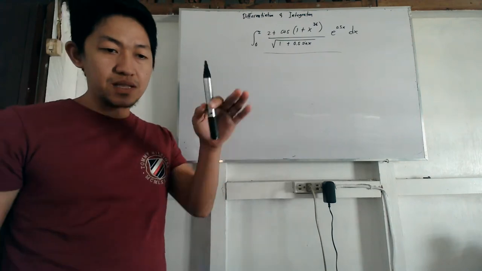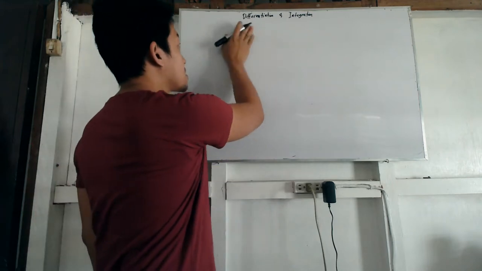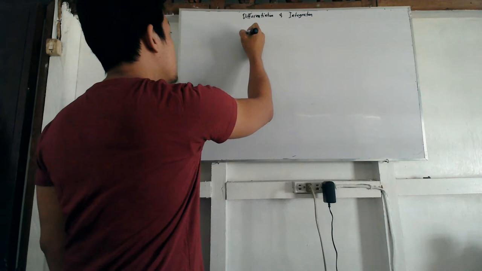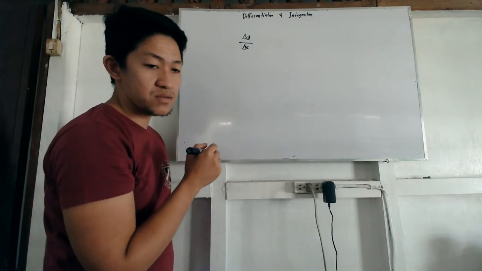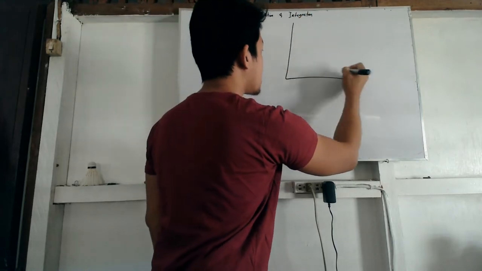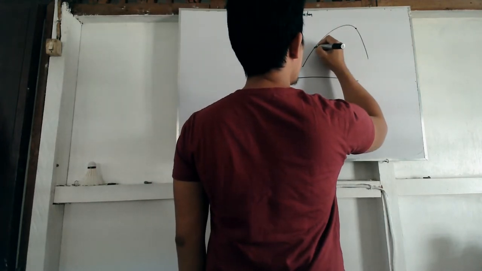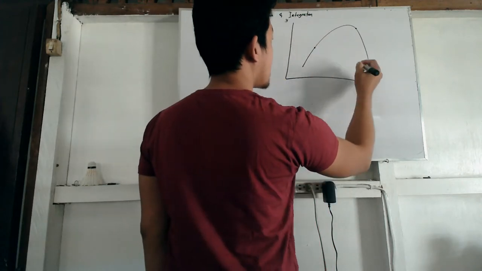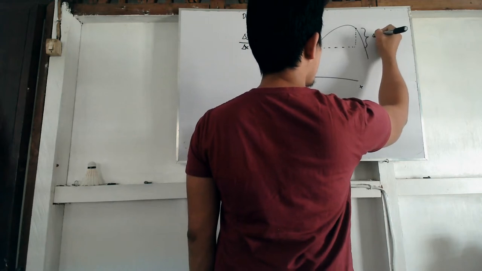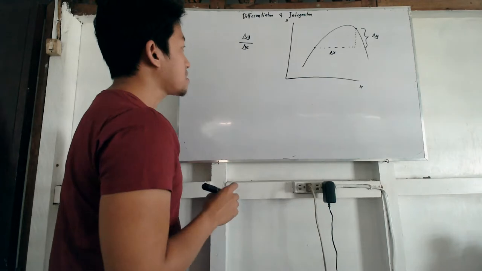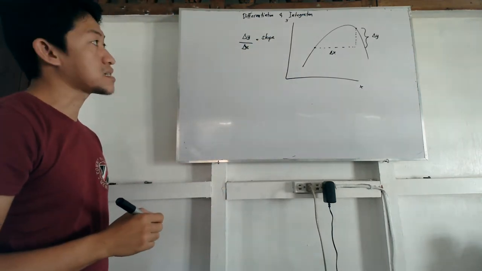So before we proceed with the methods, we will first discuss what is the meaning of differentiation. Okay? So, the derivative actually comes from this simple term. If you have a function, this is your delta y. This is your delta x. So, in simple terms, this is just equal to the slope.